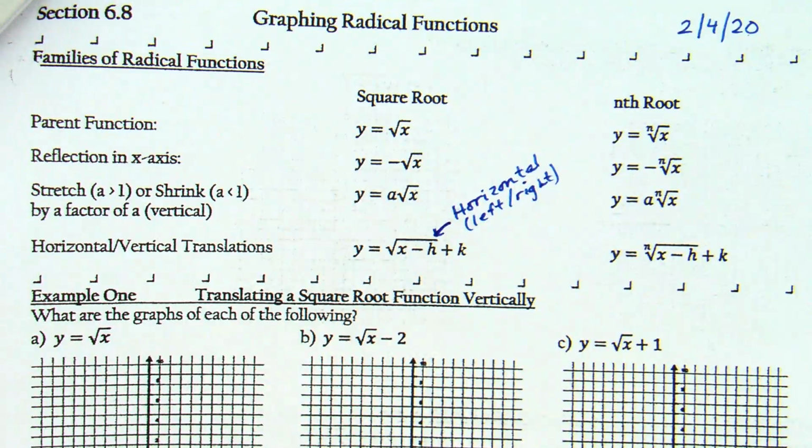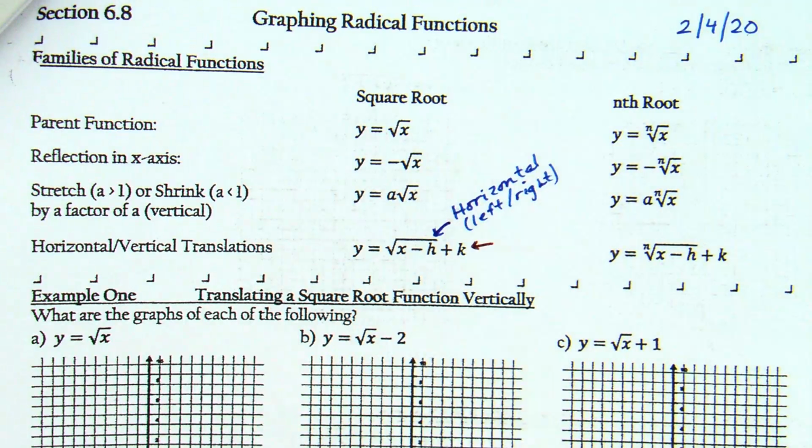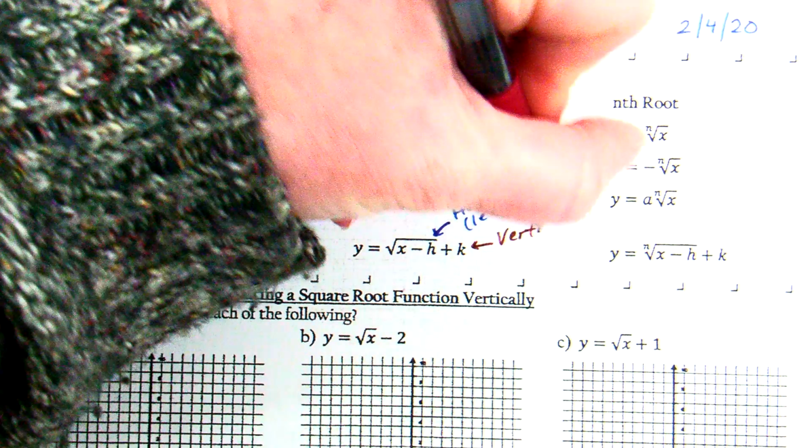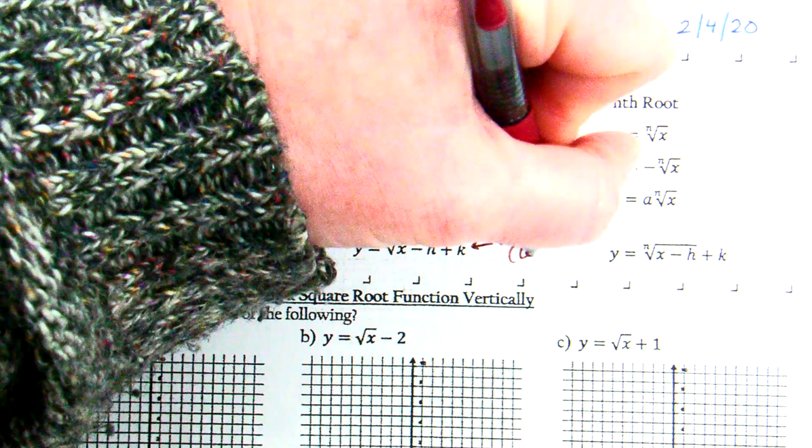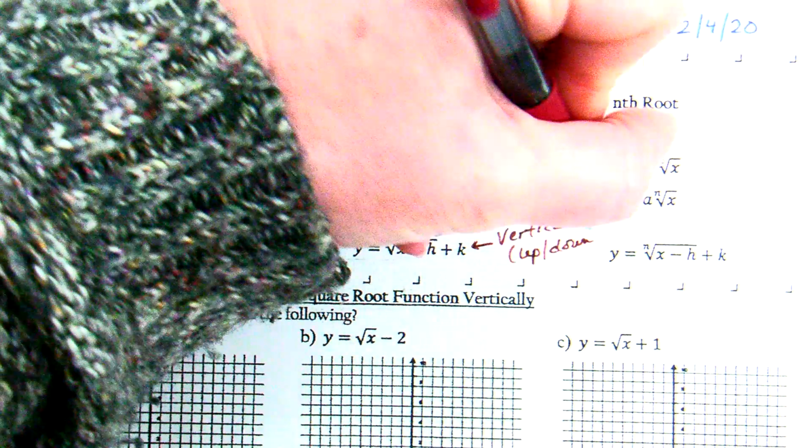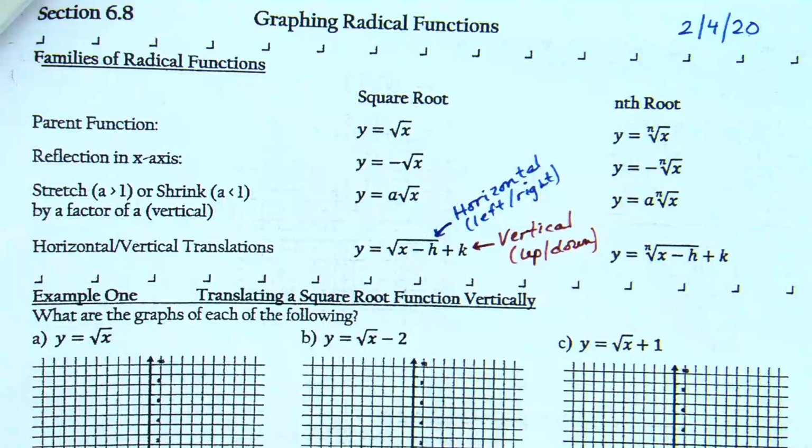What about that plus k? Plus k is the vertical. So that's going to tell us how far up or down to move. So vertical, and it's up and down. Okay, and that one we usually move the direction of the sign. So if it says plus a number, you move up that number. If it says minus a number, you move down that number. Whereas the other one, you move opposite what you expect.